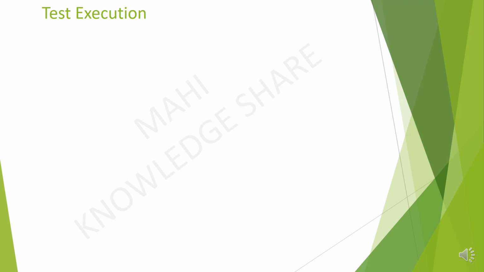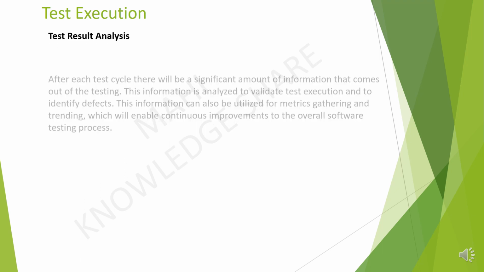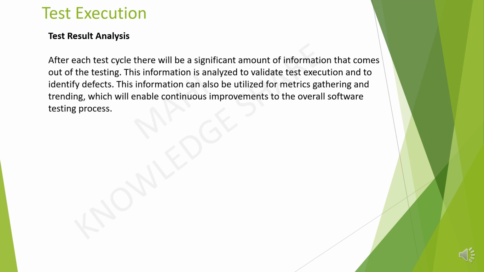Test result. After each test cycle, there will be a significant amount of information that comes out of the testing. This information is analyzed to validate test execution and to identify defects. This information can also be utilized for metrics gathering and trending, which will enable continuous improvements to the overall software testing process.